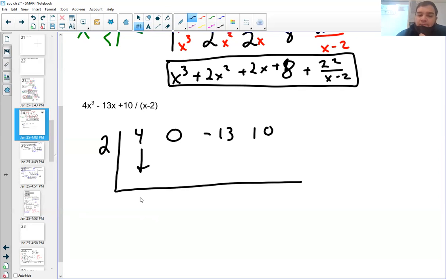Bring down the 4. Multiply when you go up, add when you go down. So in this case, 4 times 2 is 8. 16. 3. 6. X squared. 16.